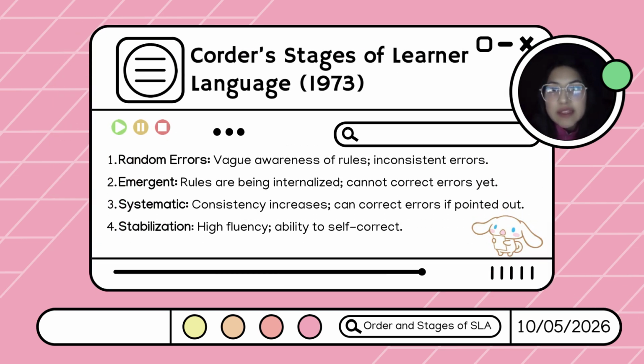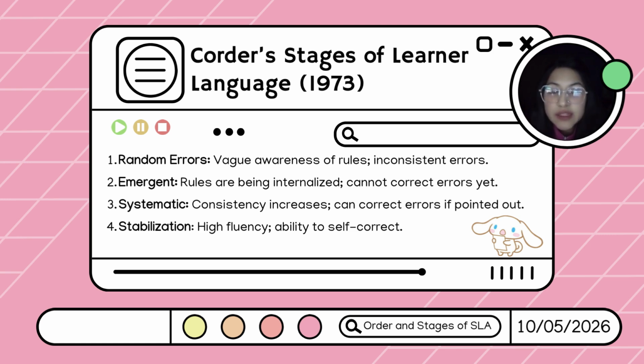Finally, we look at Stephen Gordon's framework for how learners' language develops through 4 stages. The first one is random errors, or pre-systematic. The learner is only vaguely aware of a system and makes inconsistent errors like "John can't write." The second one is emergent. The learner begins to internalize rules but cannot correct errors, even if they are pointed out.